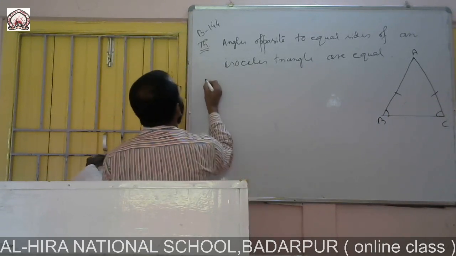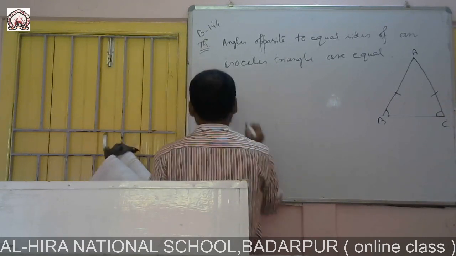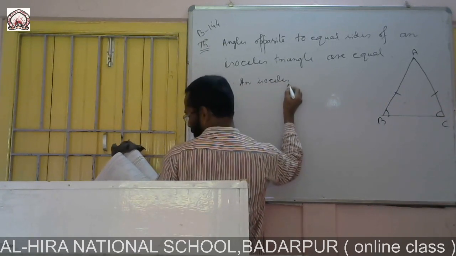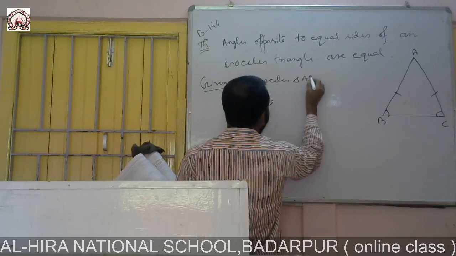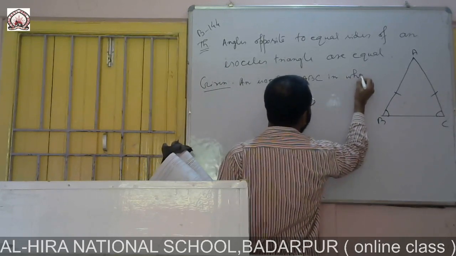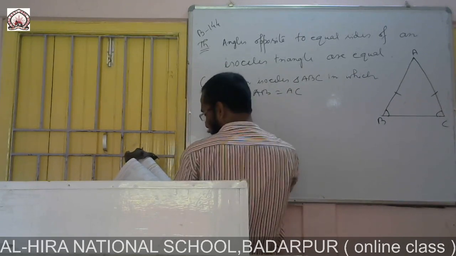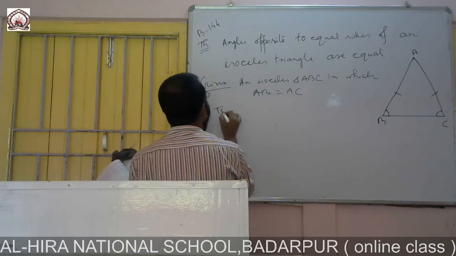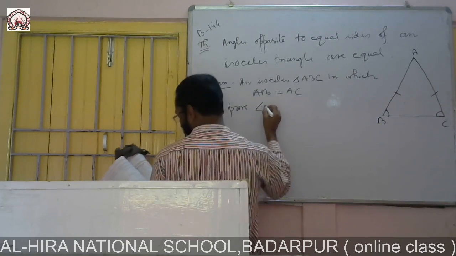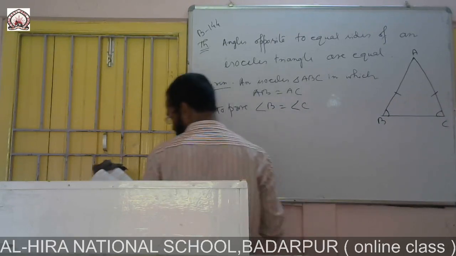So first of all you write, given: an isosceles triangle ABC in which AB is equal to AC. To prove, what to prove? To prove angle B is equal to angle C. This we have to prove.